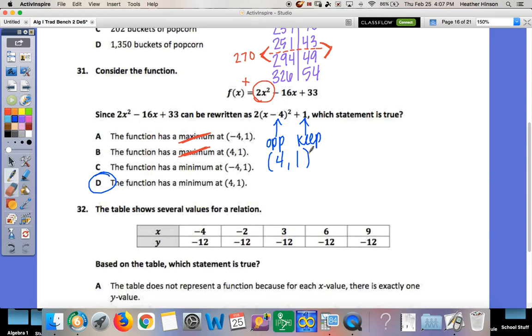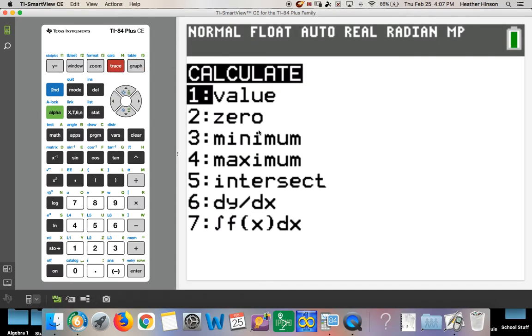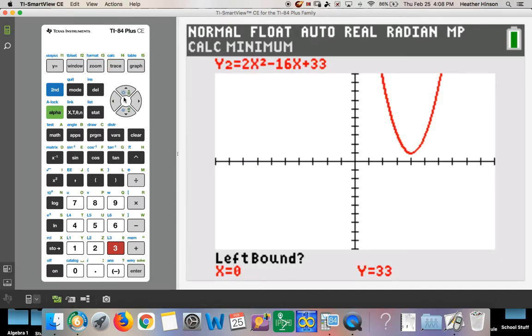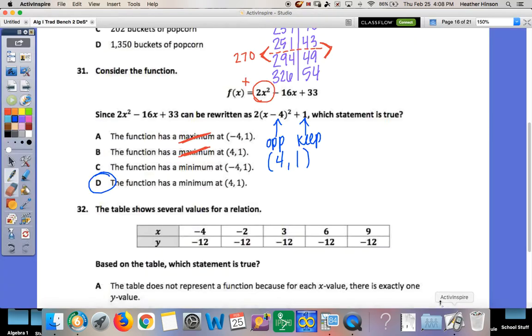If you forget that little trick, you can always look at it in your calculator. Second, trace, min, follow the directions on your screen, and you're still going to get 4, when you round that off, 4 and 1. So it should be D.